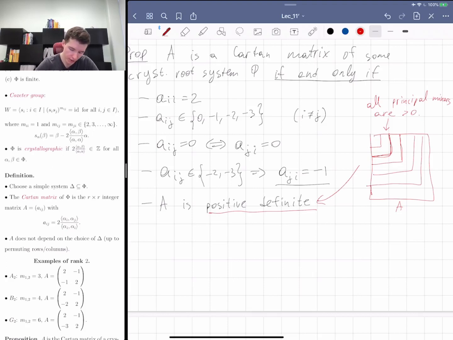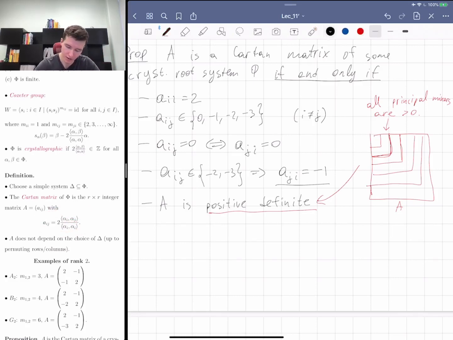So for instance, for these matrices here, the top left entry is always 2, and the determinant of the whole matrix is, for this matrix, 3, and then 2, and then 1. So the determinant is always positive for any Cartan matrix. The reason this is true is because they encode these dot products. If you choose any basis and write down the matrix of dot products, that's called the Gram matrix. It's always positive definite.